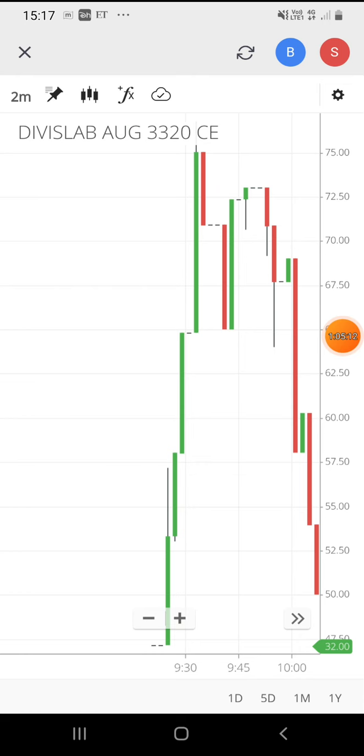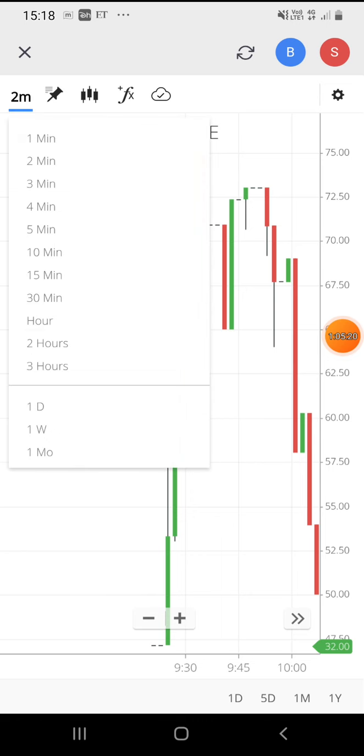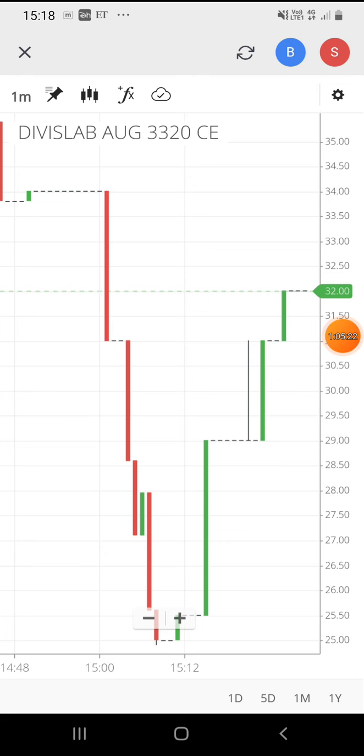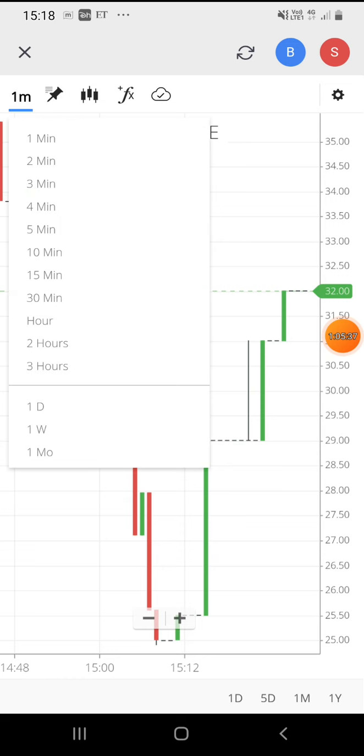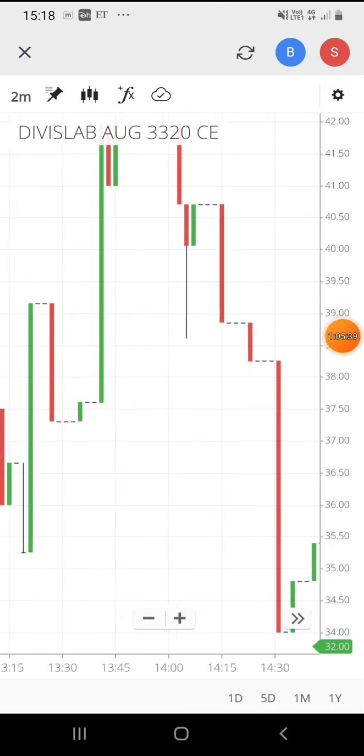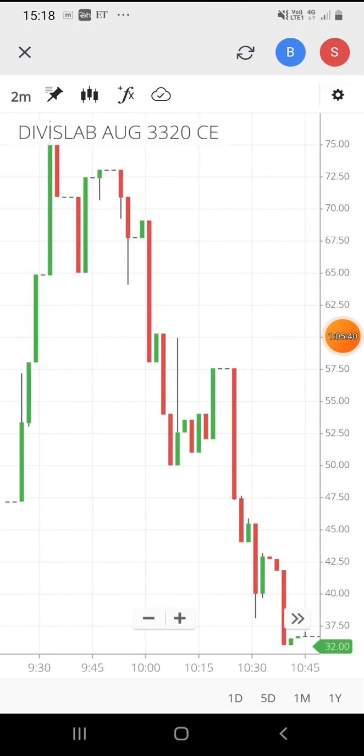This is 9:30, 9:20. This is a 2 minute chart. We can take a 1 minute chart for your easy understanding. There is some issue, it is not moving. Let's see, 2 minutes or we can take.